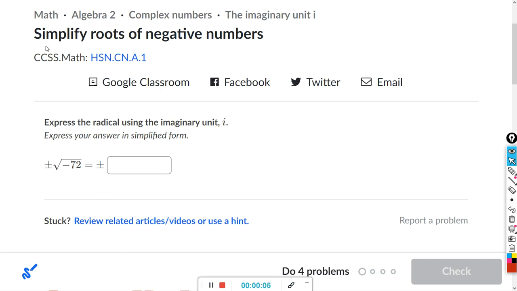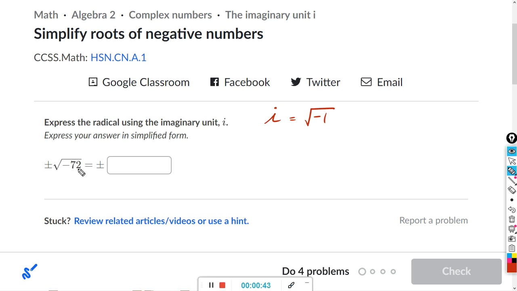This will be for the con assignment, simplify roots of negative numbers. In order to take the square root of a negative number, we need to use imaginary numbers. And the imaginary number i equals the square root of -1. So the letter i is not a variable, it's a number. It's an imaginary number, and it always equals the square root of -1.